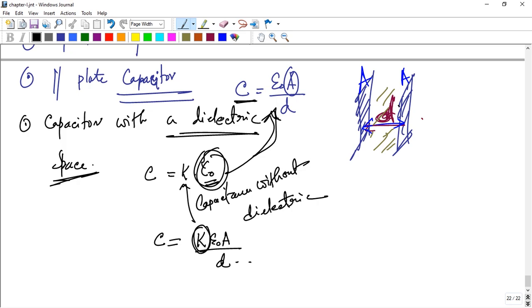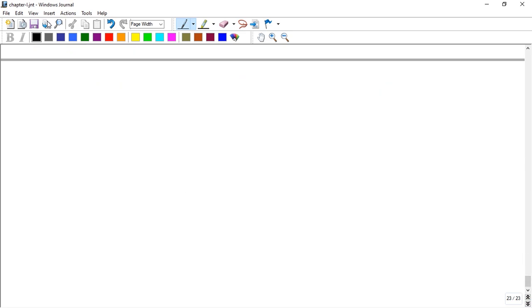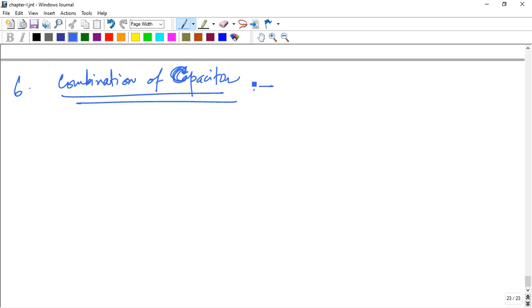Now the combination of capacitors is very important. There are two types of combination: series combination and parallel combination. Number 6 is the combination of capacitors. That's a very important concept in the class 12 board exam. You get a 1 mark or 2 marks question from it every year. In JEE or NEET exams, you also get 1 or 2 marks questions here.